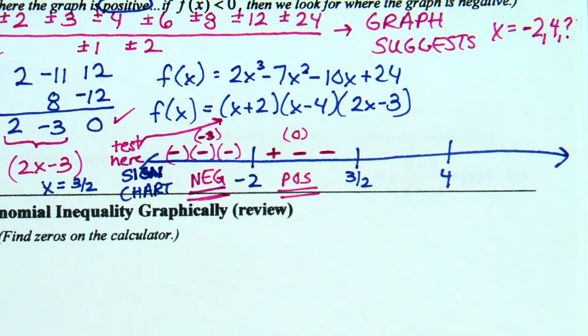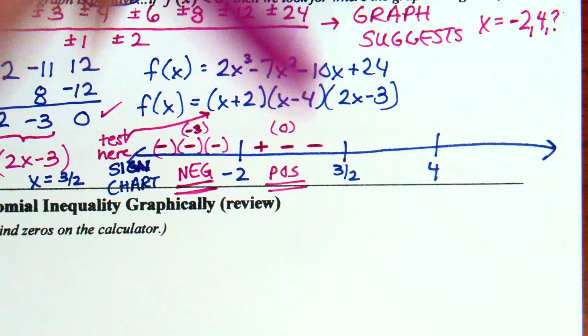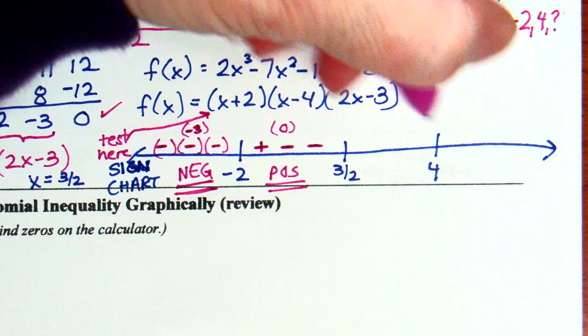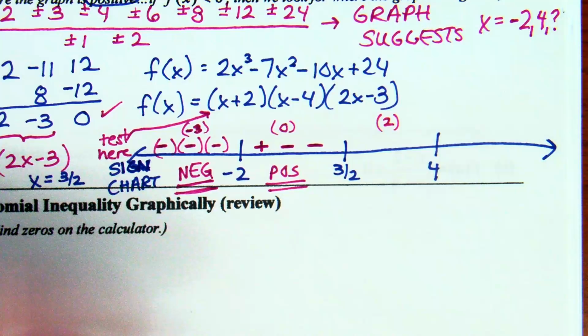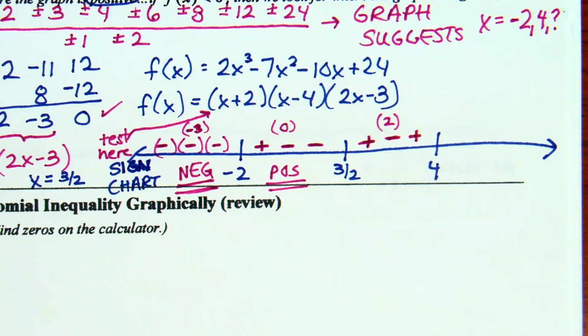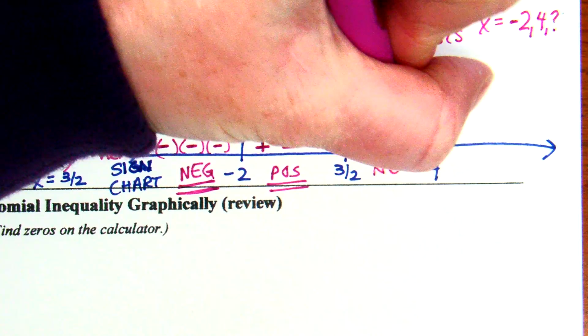Keep going, right? Now I need something between 3/2 and 4. 2 or 3, either or. They both work. They both work out the same if done correctly. So whether you're saying 2 plus 2 or 3 plus 2, you're going to tell me positive. 2 minus 4 or 3 minus 4? Negative. 2 times 2 minus 3? Positive. What's a positive times a negative times a positive? It's negative. So this interval is negative.